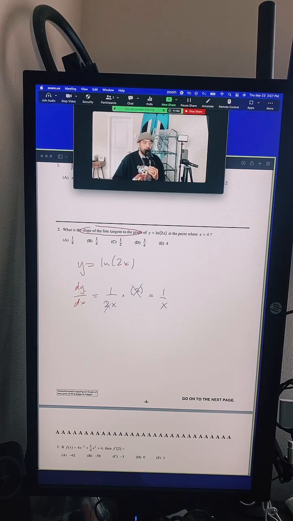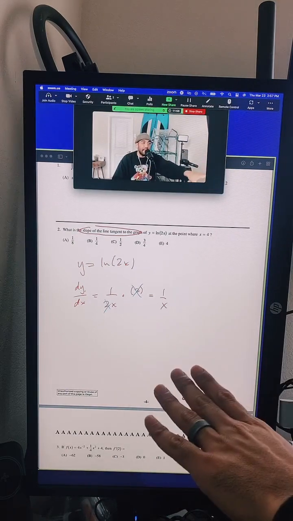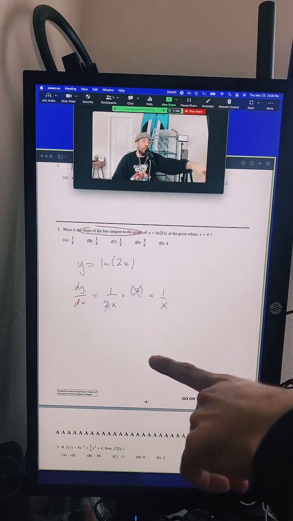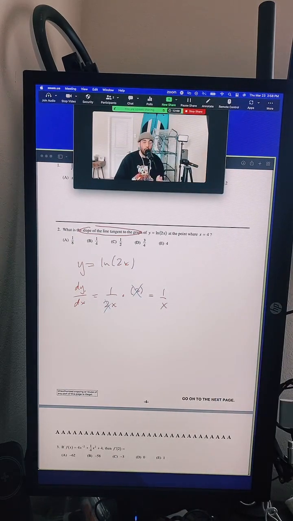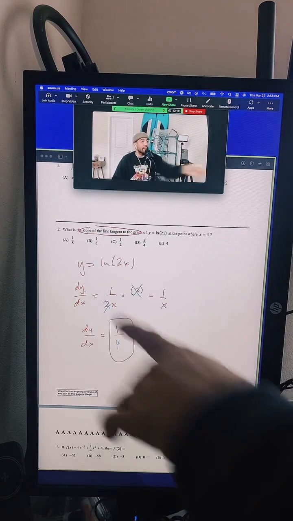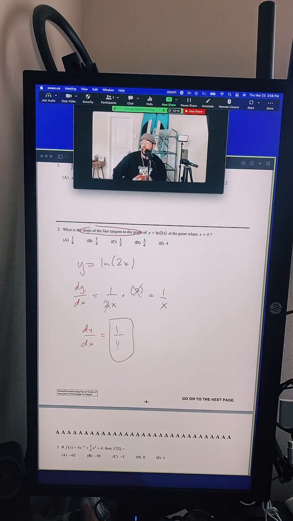This is going to be 1 over x. So that is the slope at any given point. All they're asking now is, well, what's the slope when x is equal to 4? So all we have to do is plug in 4 into this function, and that's going to be that the derivative, or the slope of the tangent line, is going to be 1 over 4. And that's our answer, guys. Option B is going to be your answer.